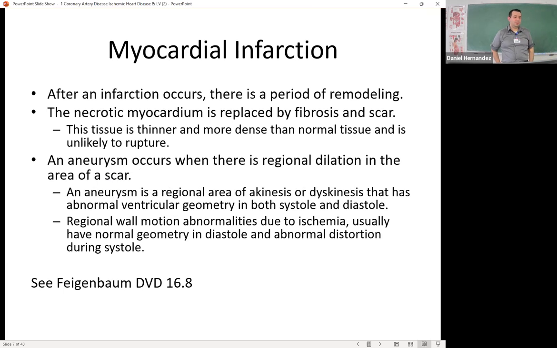Regional wall motion abnormalities due to ischemia usually have normal geometry in diastole and then abnormal distortion during systole. So take that into account. During diastole, when that heart fills, the LV will have a normal appearance to it. But when it's contracting, that's when you can realize which wall segments are affected due to, I'm sorry, akinesis or hypokinesis of that wall segment. So you look for changes in that geometry during systole when the heart's trying to contract.